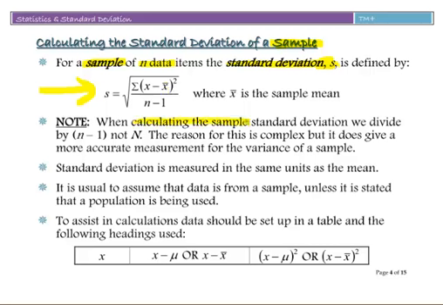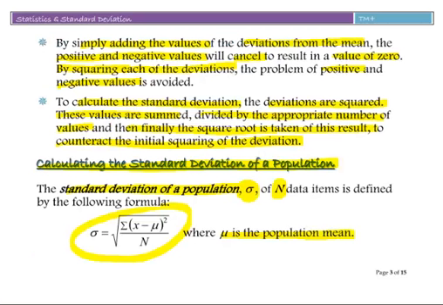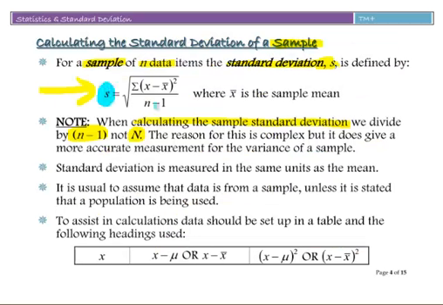Now note, when calculating the sample standard deviation, we divide by n minus 1, not n. If I go back to the previous slide, you can see that we divided by n, and that was for the population standard deviation, where we used the population mean. If we're looking at our sample, we're using n minus 1 and our sample mean. Standard deviation is measured in the same units as the mean. It is usual to assume that the data is from a sample unless it's stated that it's a population. So just assume we're talking about samples all the time unless we say otherwise.